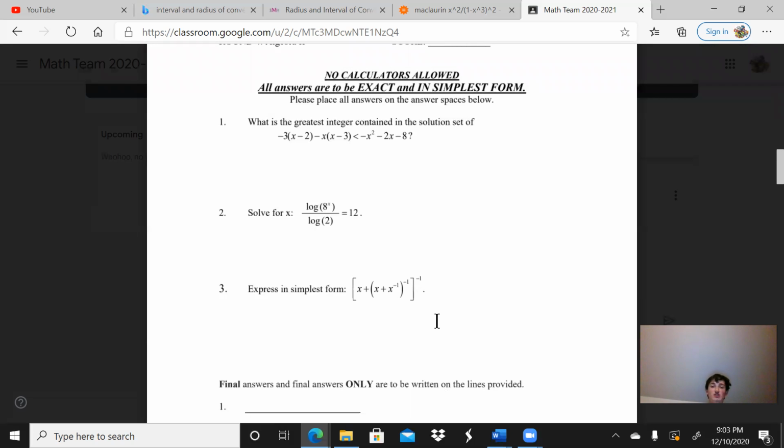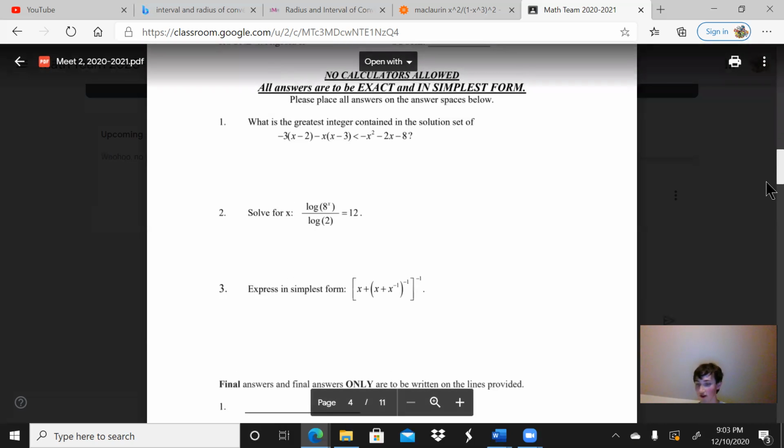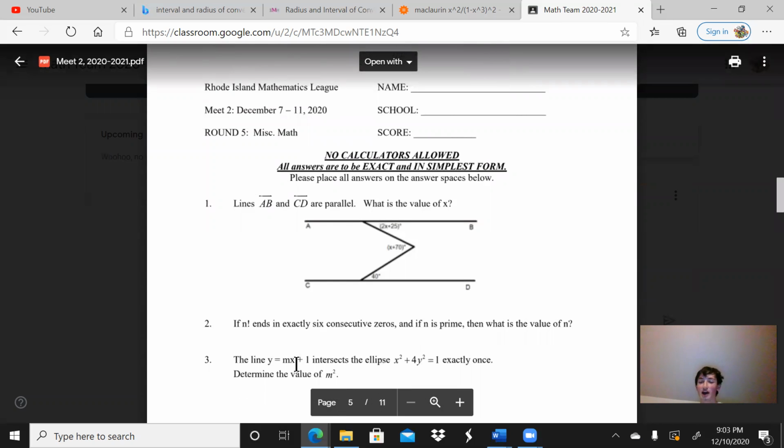Round 5 time. I think we got a perfect so far. I don't know. Round 5. If there's a conic section problem, I am so screwed because I don't remember anything for conics. But let's go. 3, 2, 1, go. I've seen this one. I'm pretty sure it's 1/3.